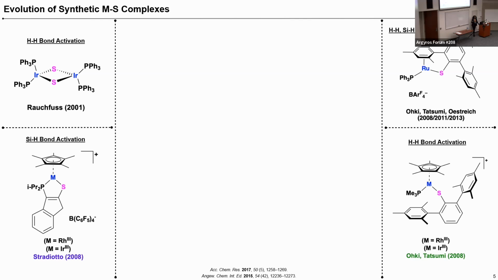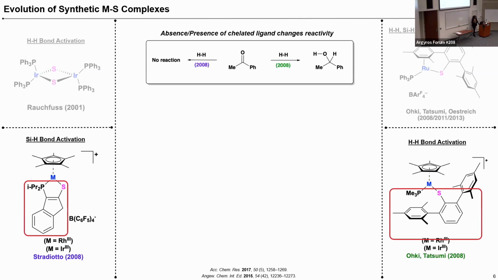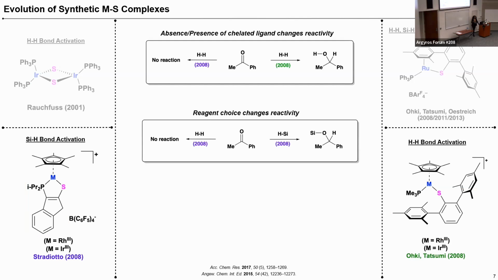activating H-H bonds. But looking at those last two catalysts, a few key differences showed up that I thought were pretty interesting. The first one being that when the Stradiotto and the Oki and Tatsumi catalysts were used to activate H-H, no reaction was seen with the Stradiotto molecule, but with the Oki and Tatsumi molecule, the reaction was successful, which suggests that the absence or the presence of a chelated ligand may change the reactivity of the catalyst. The second thing I saw was that when using the Stradiotto molecule, while it wasn't successful in activating H-H, it was successful in activating silicon-hydrogen, which implies that maybe reagent choice changes the reactivity of the catalyst.